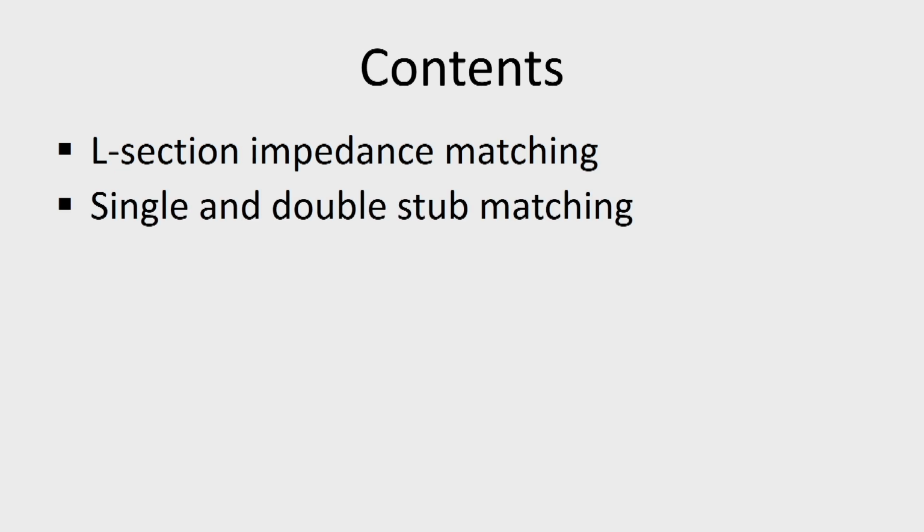We start a new module, impedance matching, and in this particular module we are going to cover the following contents. We will first discuss L section impedance matching, then we will discuss the single and double stub matching. L section impedance matching will involve lumped elements, whereas stub matching will involve sections of transmission lines.